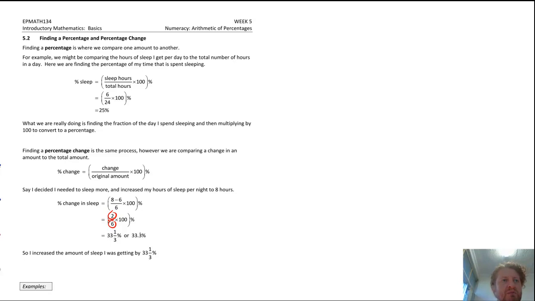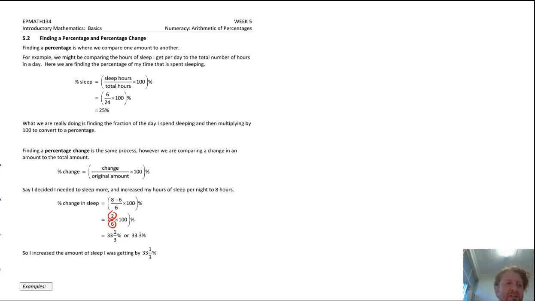So I don't put 2 over the 8. I don't put the change over the new amount of sleep. It's always over the old amount of sleep. Unless there are some times they might request it. We're not going to. Convention is changes over the original. So I've got 2 on 6, which is a third.